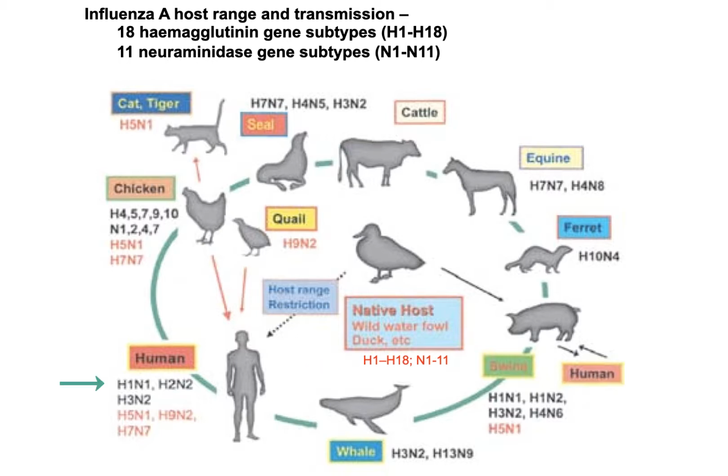Some of them can be transmitted to humans, including H1, H2, and H3, and occasionally H5, H9, and H7. But many of them can infect domestic animals, including chickens and cats, horses, and pigs, and cattle, but they can also infect seals, whales, and other mammals and birds.